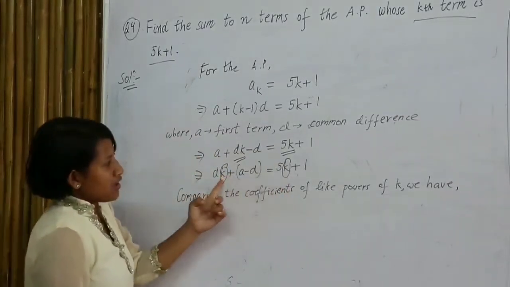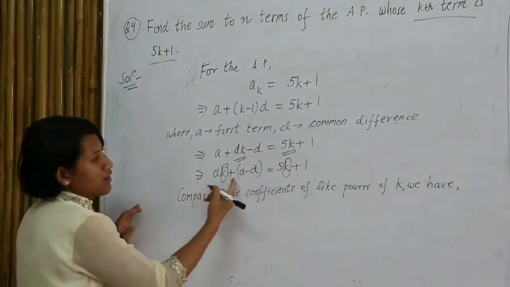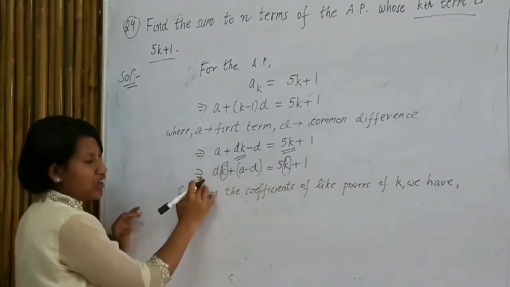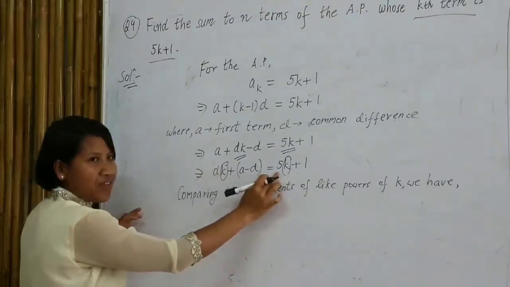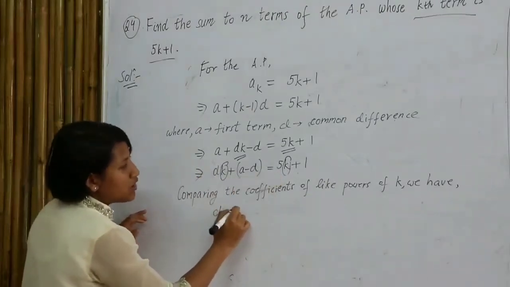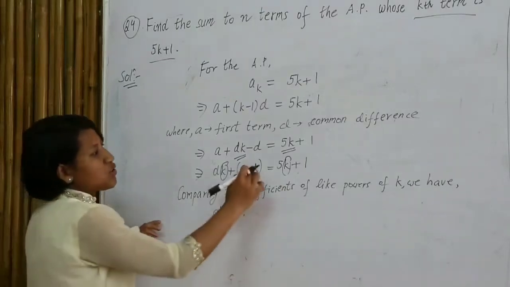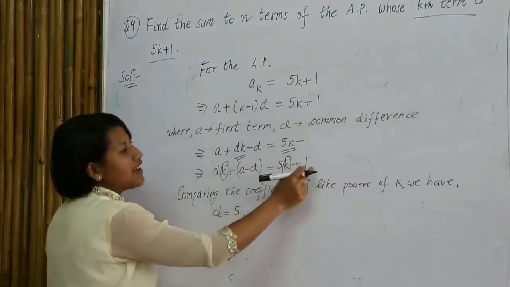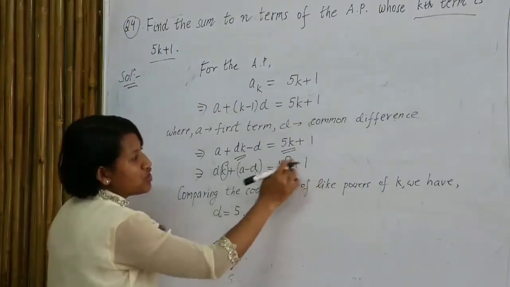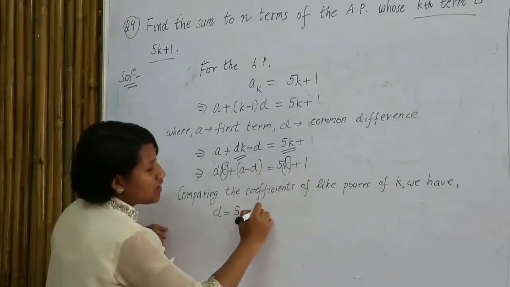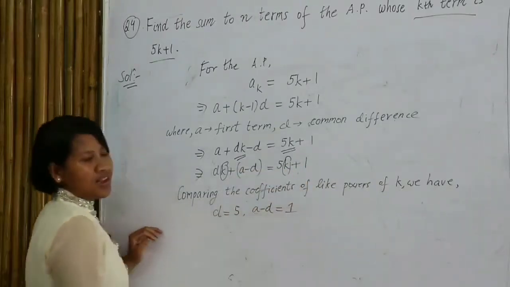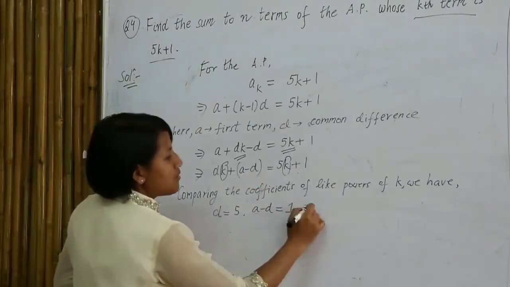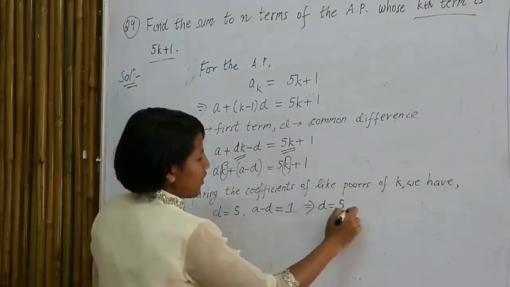Okay, so what happens is that we have k, and the coefficient means the number in front of k. Here it is d and here it is 5. So d will be equal to 5. When there's nothing here, it means k to the power 0, here also k to the power 0. So the coefficients a minus d and 1 will be equal. Now this is possible only when we have this equality sign. So this implies d is equal to 5.